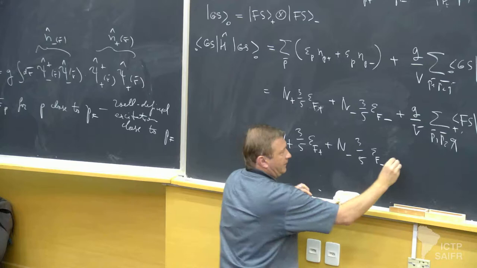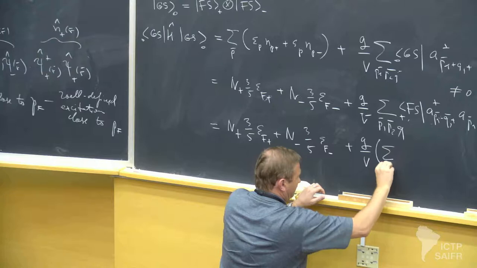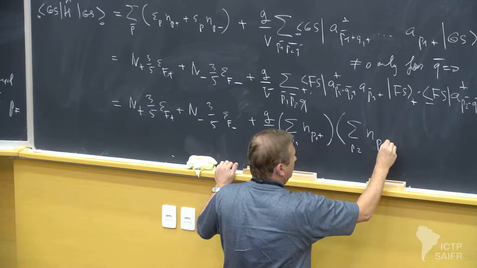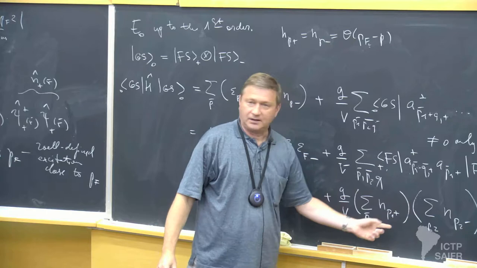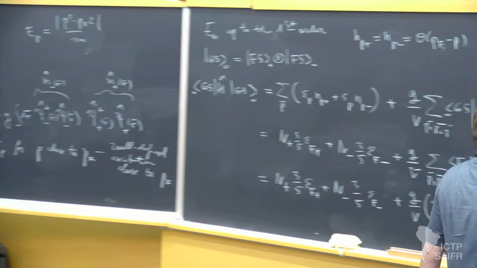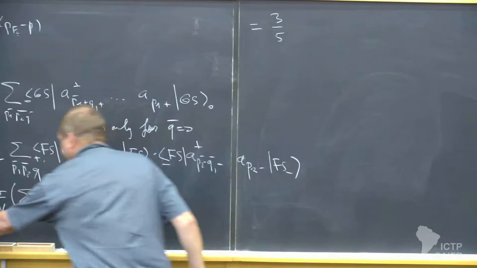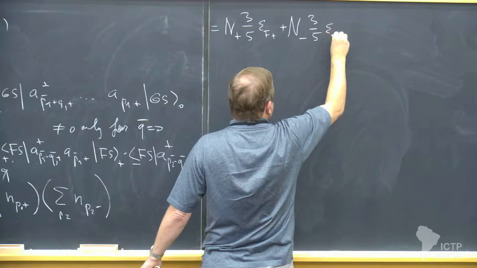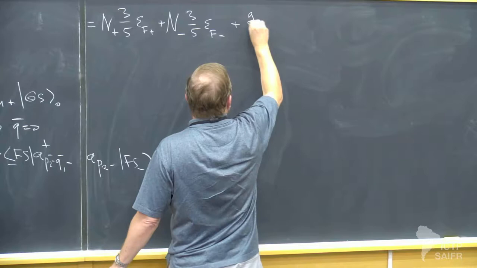And here we have plus G over volume. Let me write it like this: sum over P1 plus and sum over P2 minus. But these sums give just the total number of particles in the plus and in the minus. So what I get in the end is that this part is kinetic energy, and now the interaction in this order becomes very simple: plus G over volume times N plus and N minus.